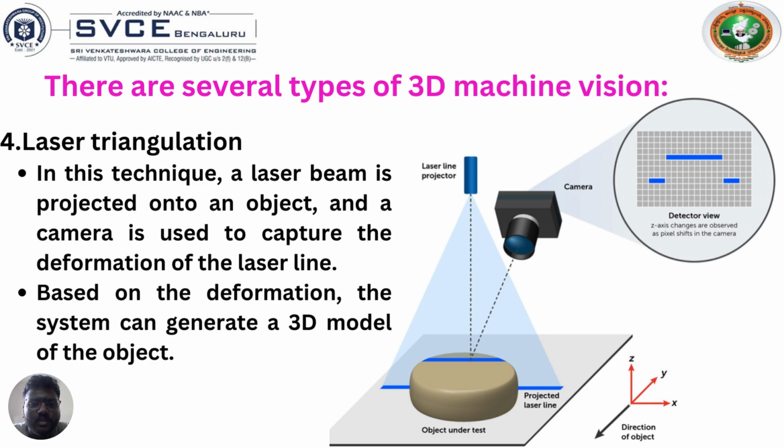So we can see in the image the laser line of light is projected on an object that will be tested. The projected laser line is captured by the camera, and then analyzed in the detector view, as shown in the figure.